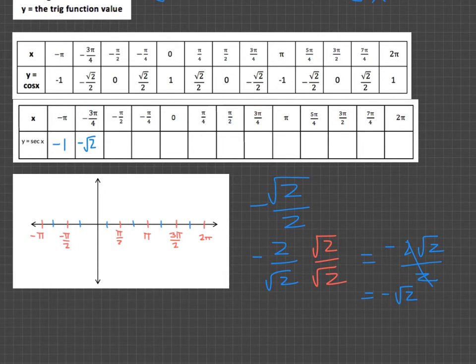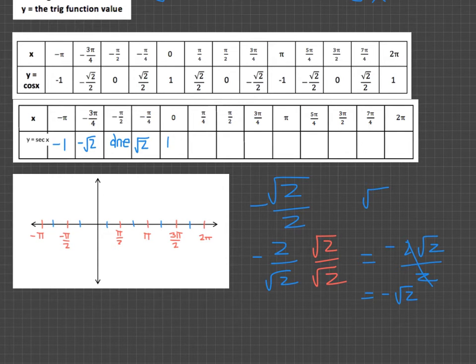For negative pi over 2, the cosine value is 0. Well, if we take 1 over 0, that is undefined. So the function value for when x is equal to negative pi over 2 for secant is it does not exist. All right, for negative pi over 4, we're going to take the reciprocal of square root 2 over 2, which is square root 2. For x equal to 0, we take the reciprocal of 1, which is 1.